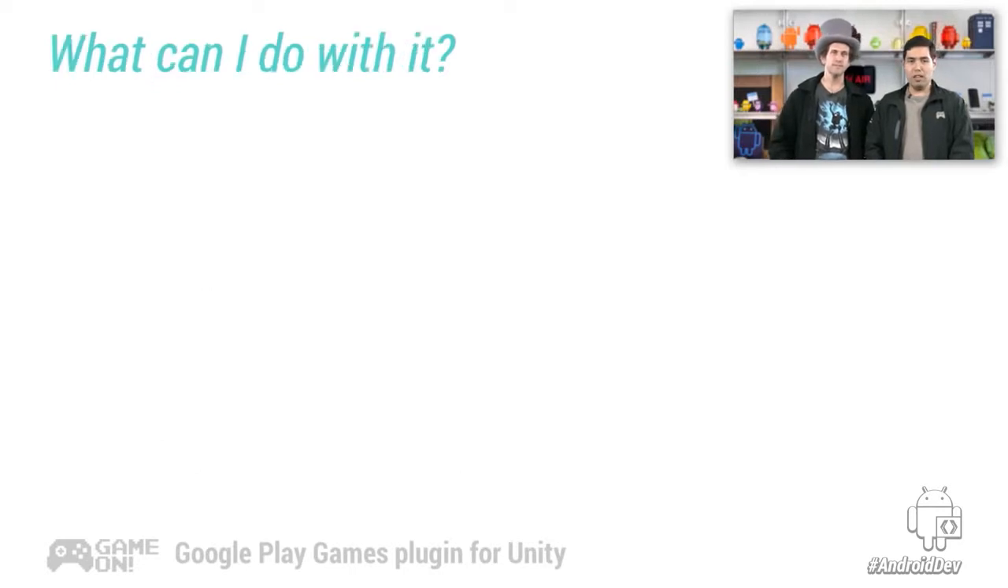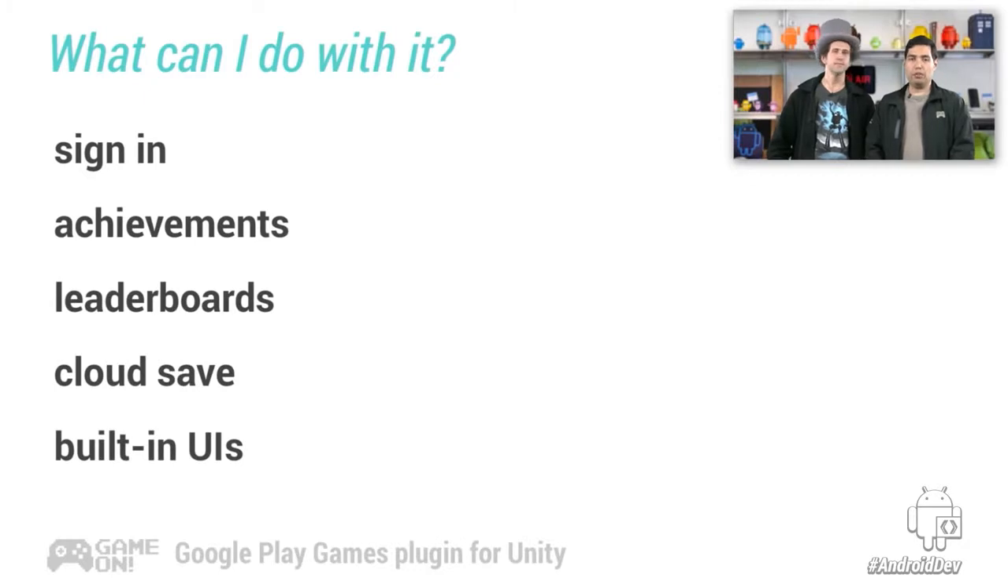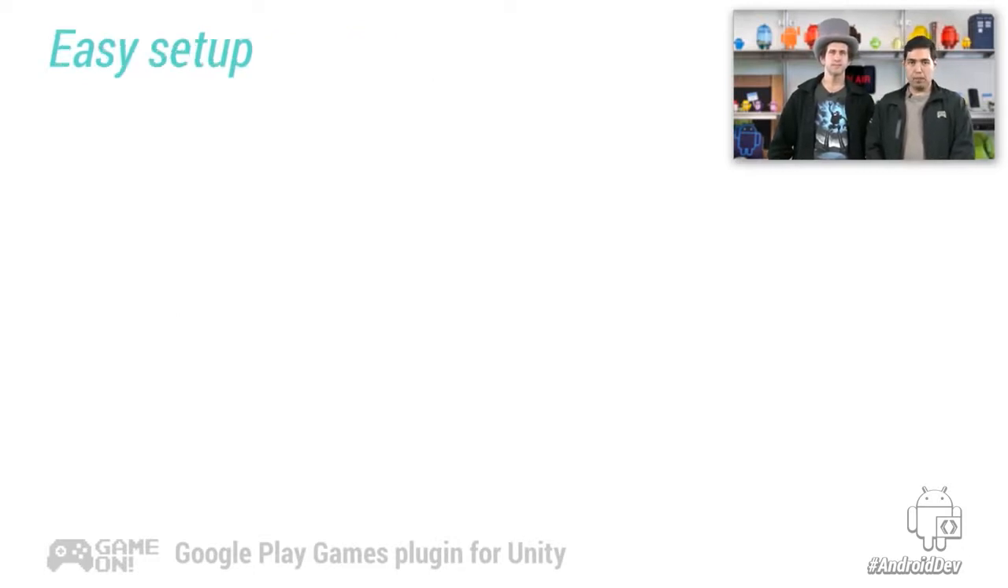Exactly. So what exactly can you do with this plugin? Well, right now you can do sign in, of course. You can get the user to sign in to Google Play Game Services. Then you can unlock achievements, reveal achievements, increment achievements. You have leaderboards. You can post scores to leaderboards. You can do cloud save, which means loading from the cloud, saving to the cloud, and you can also show the built-in achievement and leaderboard UIs.